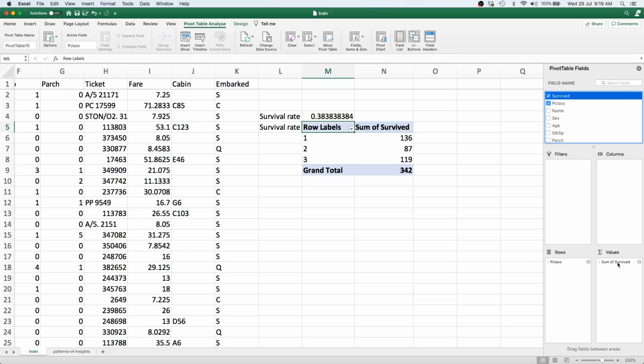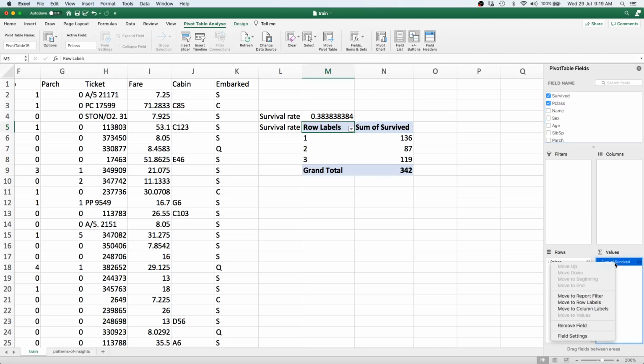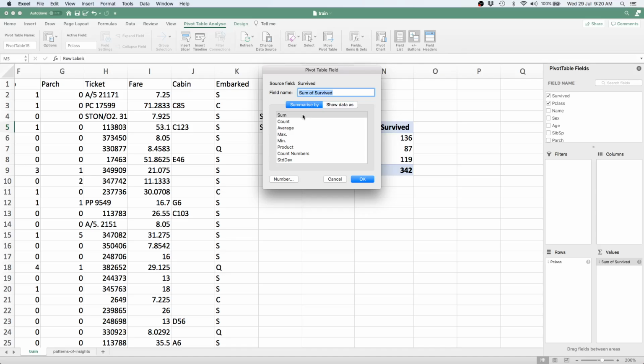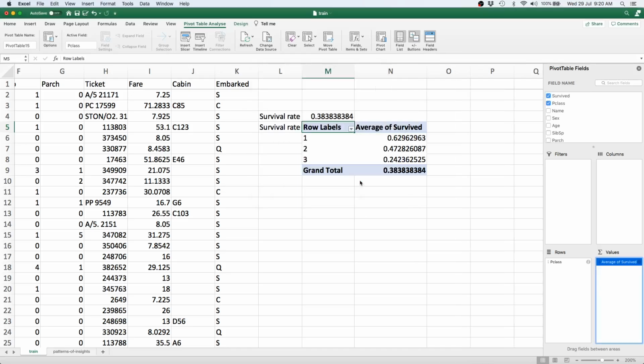Now you see that it has already picked a particular aggregation for us, which is sum of survived. We don't need the sum here, we actually need the probability, which in this case is also the average. So in order to change the sum to the average, we can simply right click on this particular field and go to field settings, and here as we see we have multiple different aggregations which are available to us, and the default value is sum. We simply change it to average and then we click on OK. So there it is. Those are the survival rates or probabilities of particular classes.